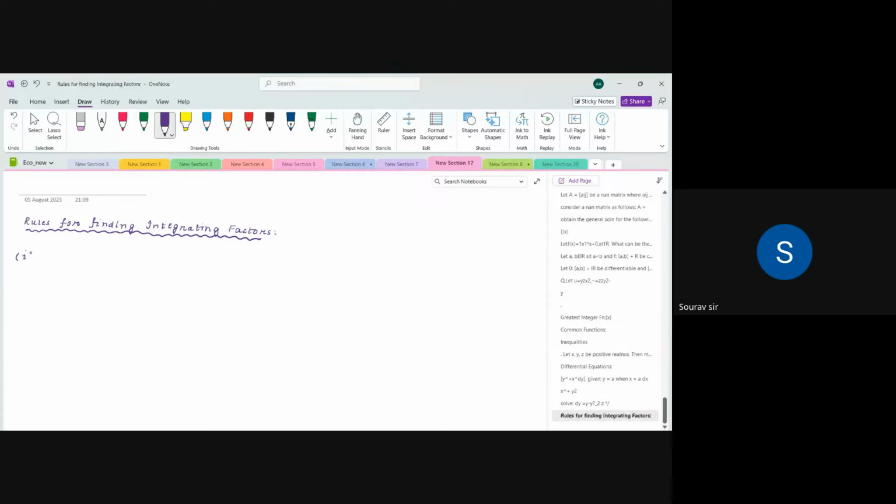Okay. Number one, there are four rules. If the differential equation M dx plus N dy is equal to 0, and M and N are homogeneous of the same degree, then the integrating factor can be 1 by Mx plus Ny, where Mx plus Ny is not 0. Okay, rule number one.